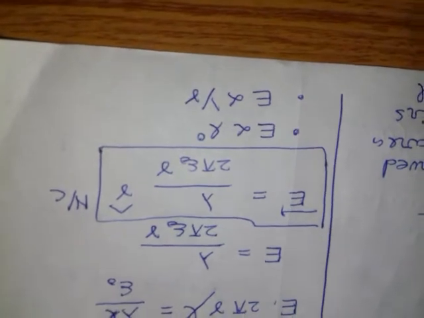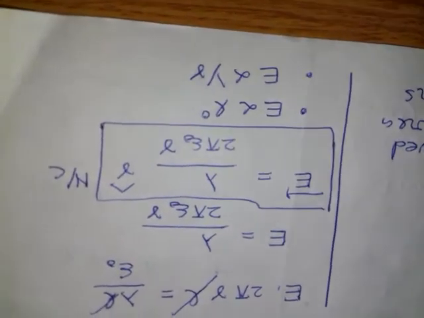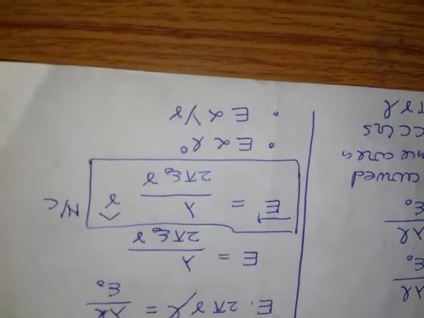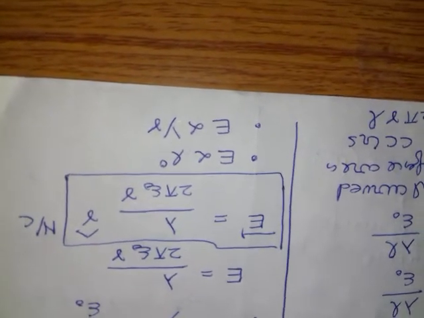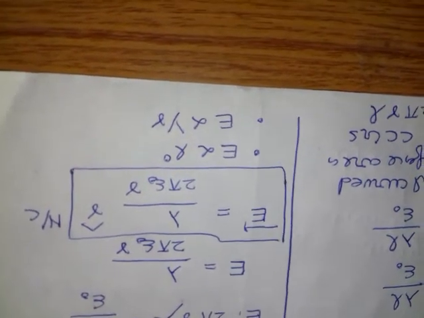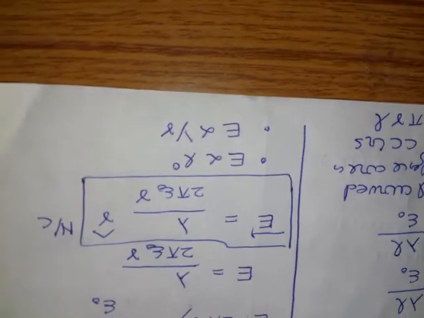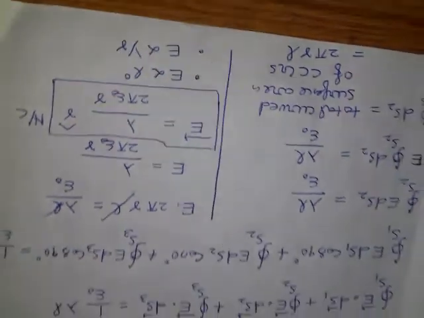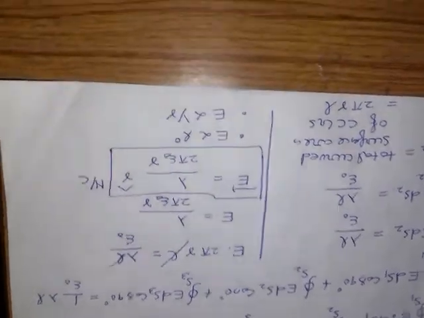So the electric field due to a line charge or charged wire is independent of the length of the wire, but E is directly proportional to lambda, which is the linear charge density, the amount of charge per unit length of the wire, and E is proportional to 1 upon R. This is an extremely important derivation, guys.